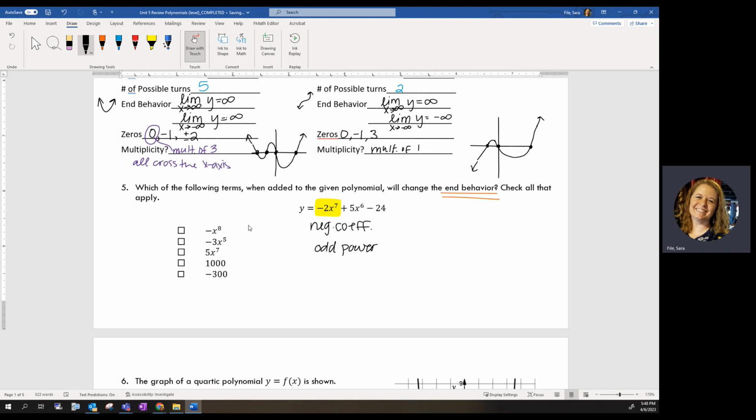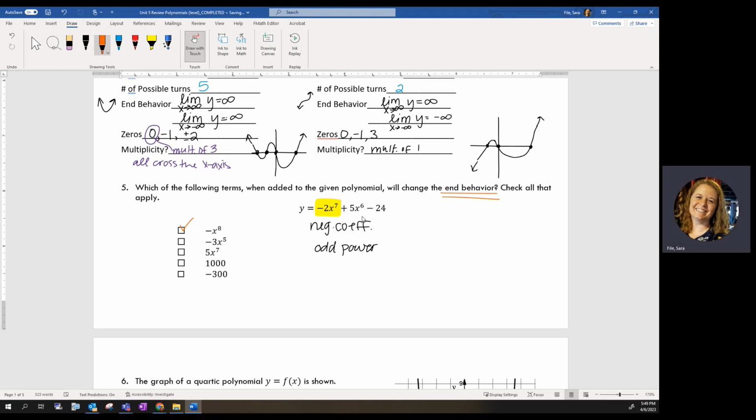So if I were to tack any of these on and combine like terms, would that change? So if I were to put minus x to the 8th, yeah, that 7 is no longer the highest degree. This is, and now it would be negative even. So that would change the end behavior for sure. Okay, what if I tacked on minus 3x to the 5th? 5 is less than 7, so it doesn't change the leading term, so it does not affect the end behavior, so no.